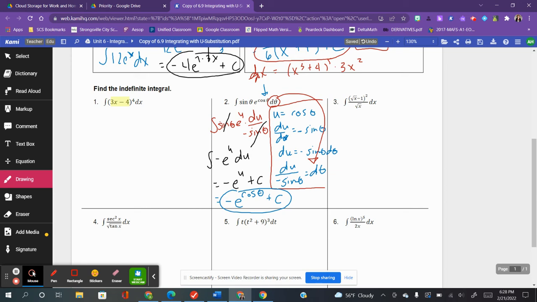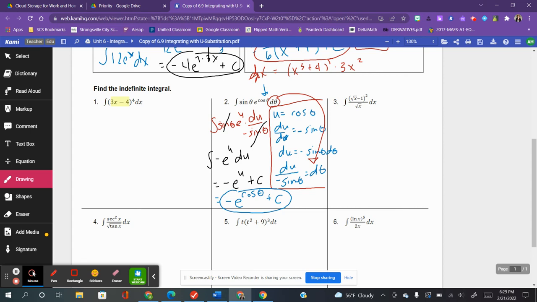Okay, I'm going to go ahead and do number 3, and then I'm going to press pause, and I'll have you guys press pause so that you can try the other ones and then check your answers. All right, so let's take a look at 3.